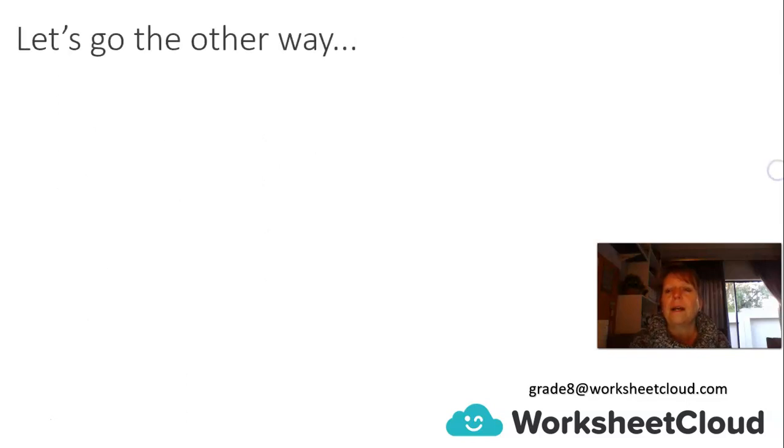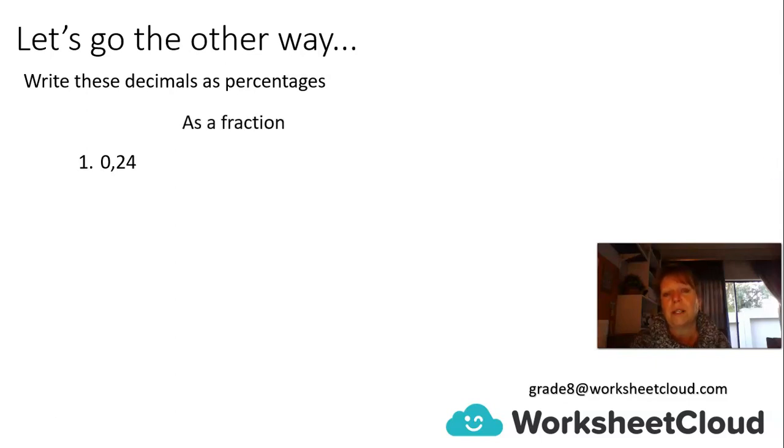Okay, right, now let's go the other way. Let's get the decimal and let's write these as percentages. So the first thing we're going to do is write it as a fraction. And if we write it as a fraction, it's going to be 24 over 100. Then to convert that to a percentage, we know if it's over 100, it's going to give us 24%, because a percentage always has a denominator of 100. And if we've got the denominator of 100, we just write the numerator with the percentage sign next to it.